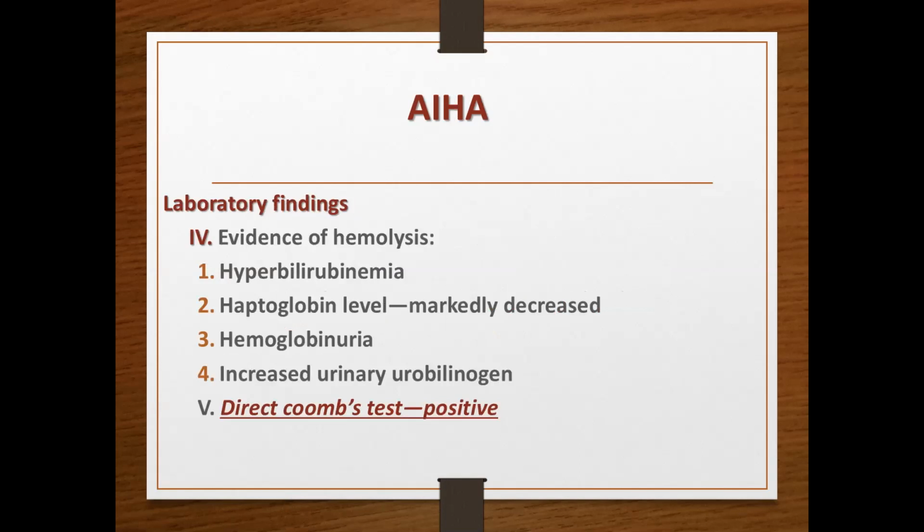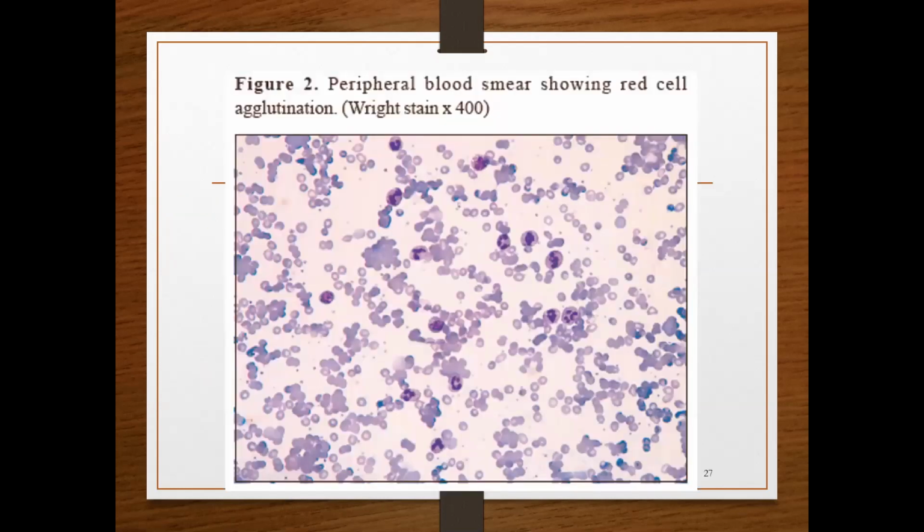Evidence of hemolysis will lead to hyperbilirubinemia, decreased haptoglobin level, hemoglobinuria, and increased urinary urobilinogen, and the most important lab finding in this disease is a positive direct Coombs test. This is a peripheral blood smear showing red cell agglutination.